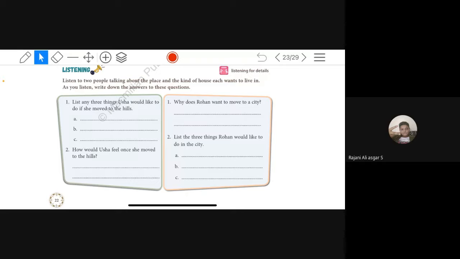Can I give one, sir? Number one. Please list any three things Usha would like to do if she moved to the hills. What would Usha like to do if she moved to the hills?